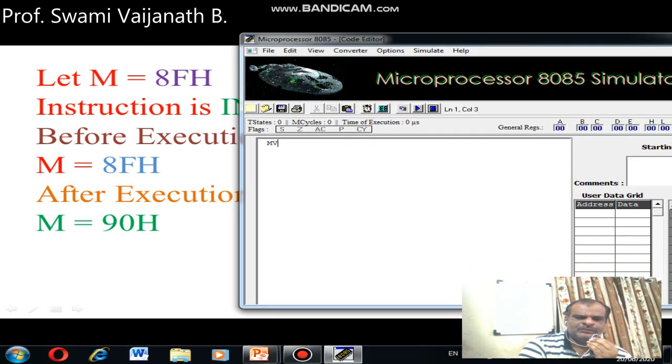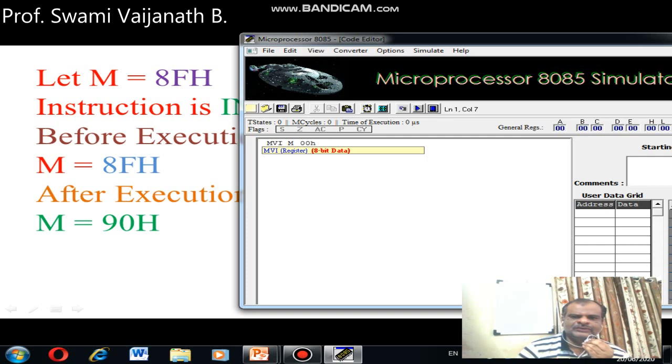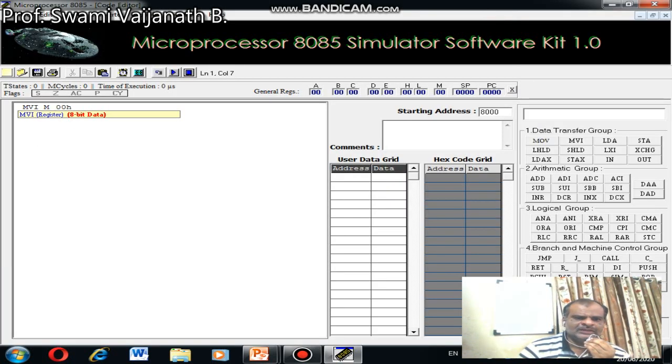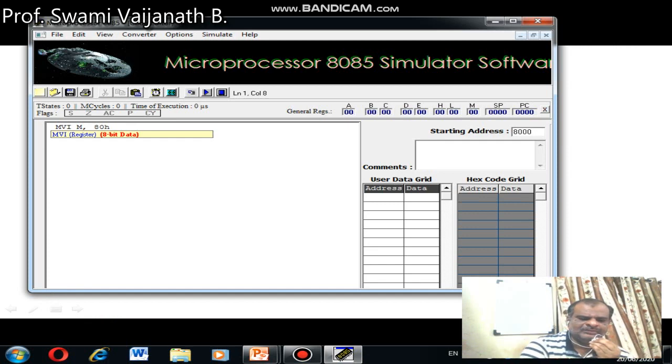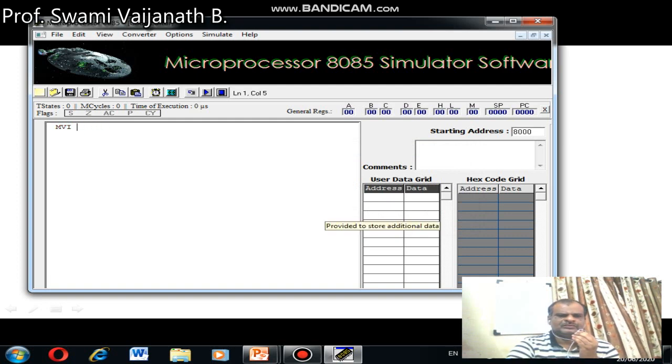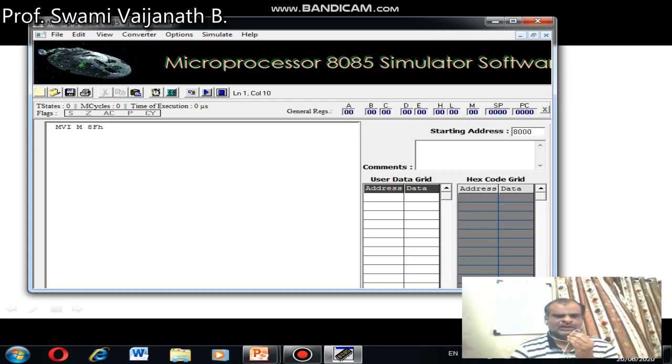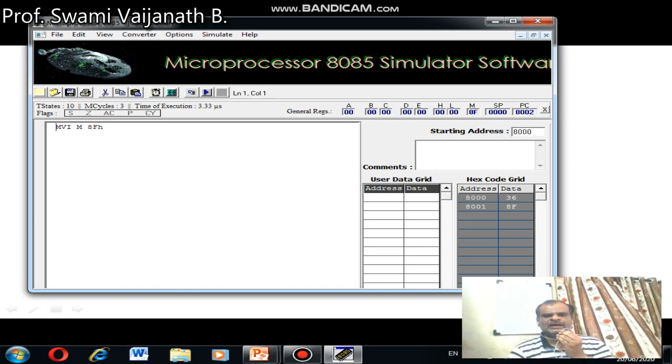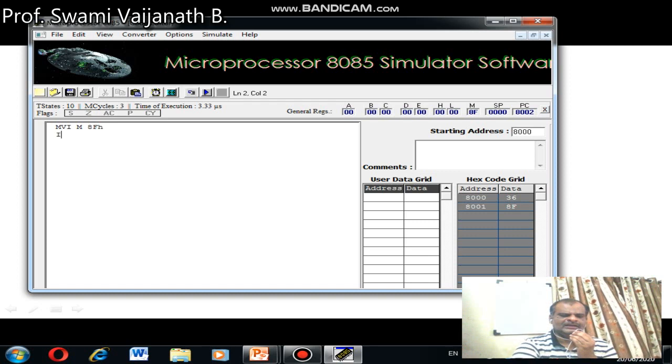Here, before execution I take the M value and execute the same. What is the content of M? Here I have taken 8FH. In the example, 8FH is taken. I execute the same. Here we see that M is equal to 8FH. See here. Then I execute the instruction INR M.